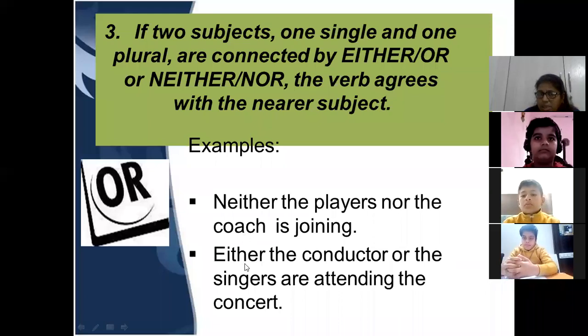Same in the second sentence, either the conductor or the singers are attending the concert. So conductor is singular subject, and singers is plural subject. So the verb are is agreeing with this because this is nearer. Okay. So you have to basically see the subjects. Are they in plural form or are they in singular form? And according to that only you are going to add your verbs here. Am I clear? Neither nor means nobody. Either or means either this one or that one. There is a choice between either and or, right?